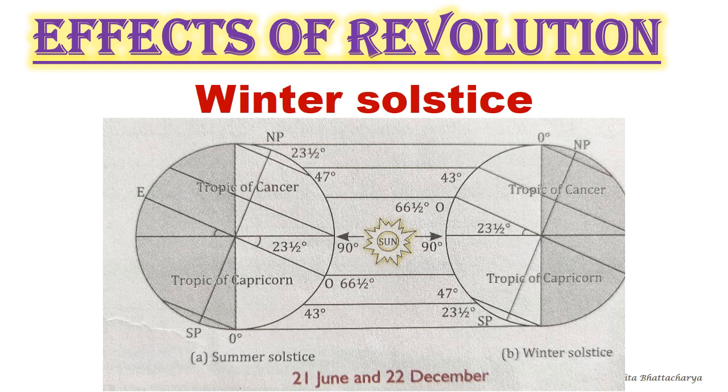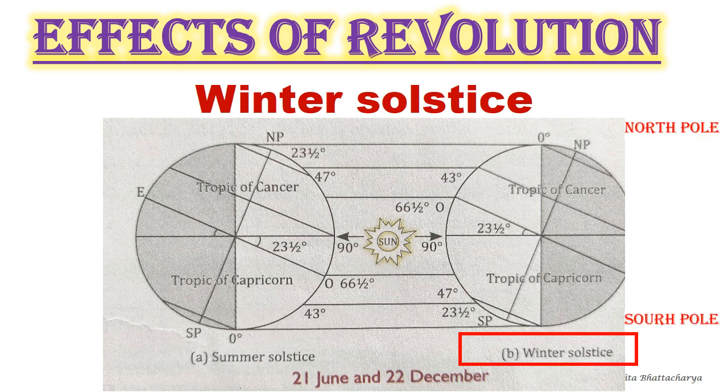Next, the winter solstice. During the course of revolution, the South Pole is inclined towards the Sun and the North Pole is away from it. The southern hemisphere has summer and the northern hemisphere has winter. The rays of the Sun fall vertically over the Tropic of Capricorn. Capricorn means 23 and a half degrees south. Tropic of Cancer means 23 and a half degrees north.